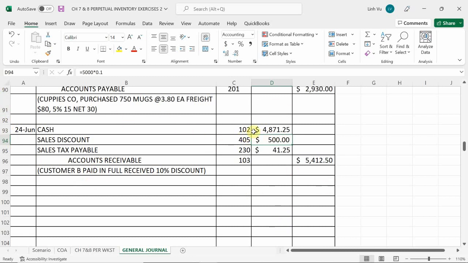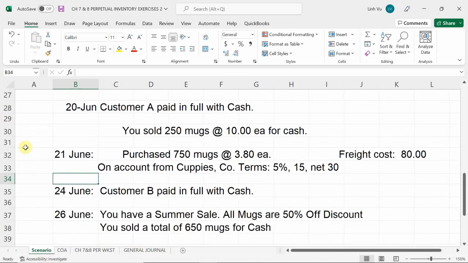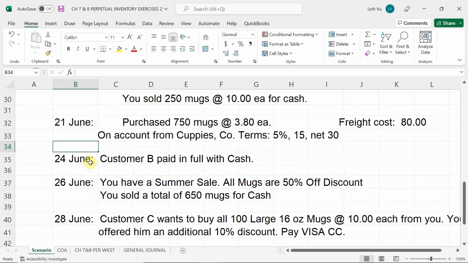We're going to receive $4,871.25 for the sale. Okay. All right, so we're done with the purchase here. We're done with receiving the payment from the customer here.